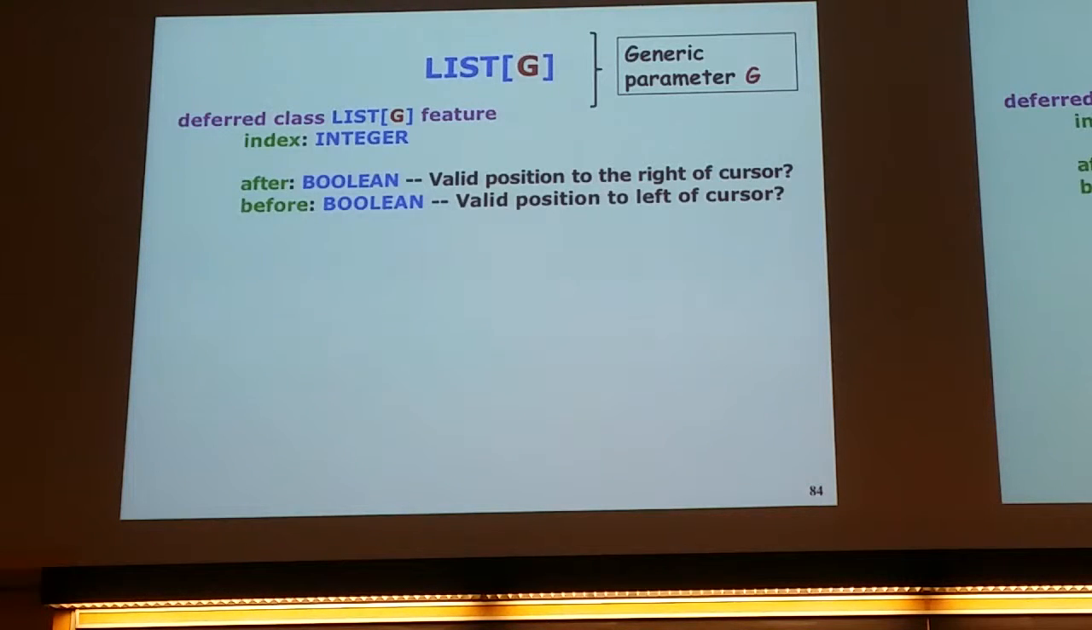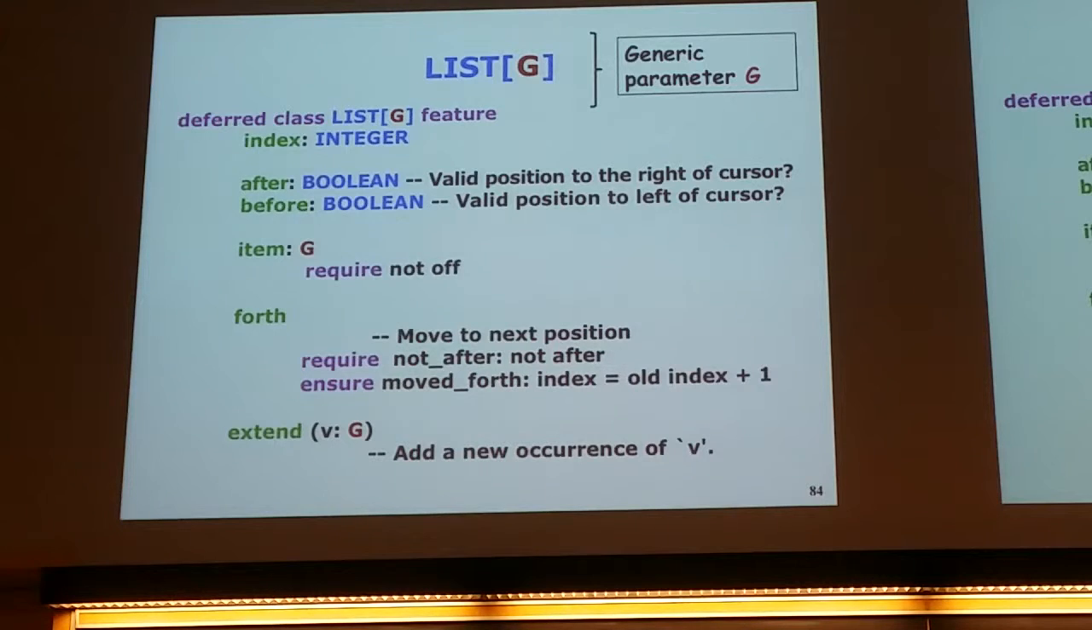Okay, so anyway, here you can see that's the list class. It's a similar idea. You can see that the item here is parameterized by G. So if now in the client code I say a list of account, then every occurrence of G, including the public part and the private part, will be substituted by account, right?